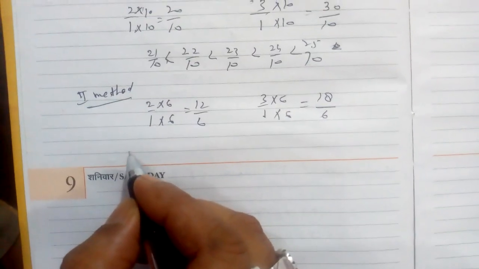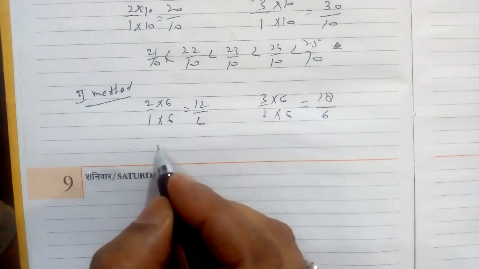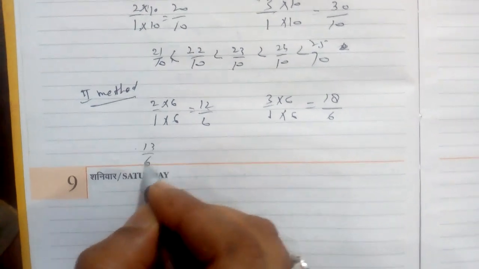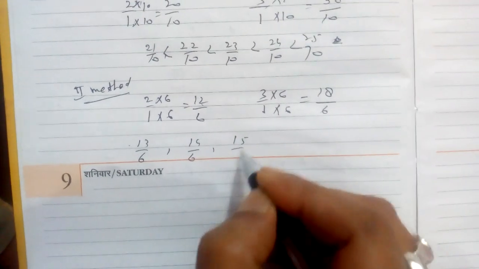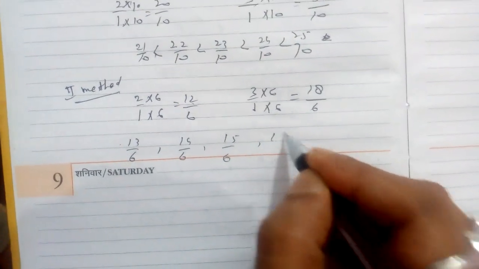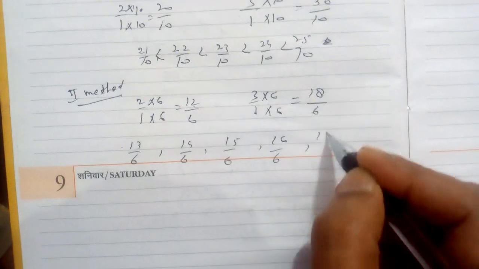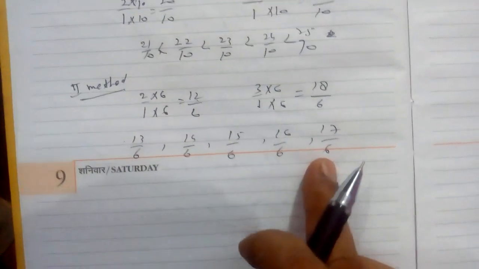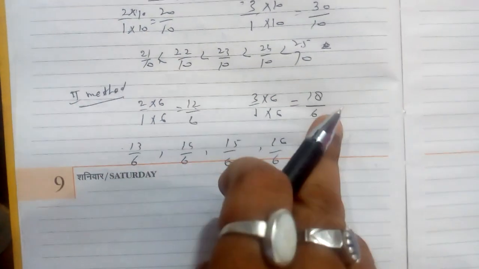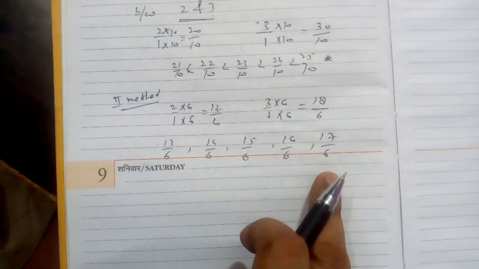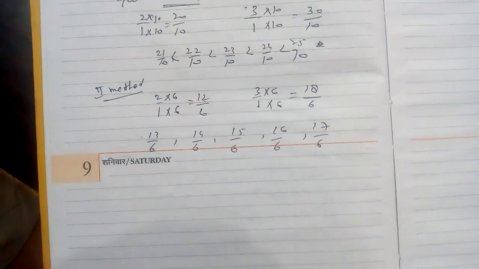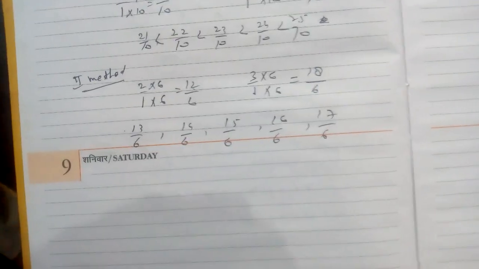Now you are getting 12 by 6 and 18 by 6. Another number which is greater than 12 by 6 is 13 by 6. Then 14 by 6, then 15 by 6, then 16 by 6, and then 17 by 6. All the numbers lie between 12 by 6 and 18 by 6. You are getting exactly 5 numbers here. There is no option. All the students' answers will be the same.